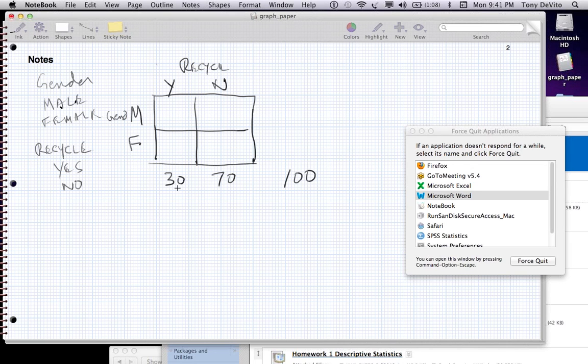So I'm saying to myself, okay, well, how many of these people were male and female? Well, let's say that 60 were male and 40 were female. Okay, so that's our ratio of male to female, and I know 30 out of 100 in this population recycle.